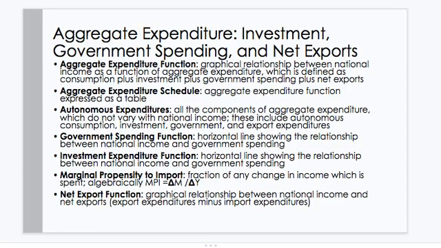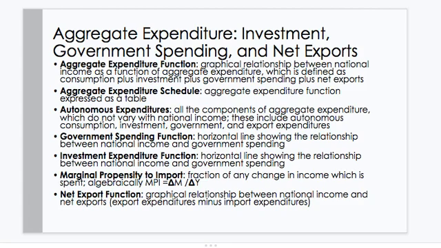Here's some more information. Aggregate expenditure function: a graphical relationship between national income as a function of aggregate expenditure, which is defined as consumption plus investment plus government spending plus net exports. Aggregate expenditure schedule: aggregate expenditure function expressed as a table. Autonomous expenditures: all the components of aggregate expenditure which do not vary with national income. These include autonomous consumption, investment, government, and export expenditures.